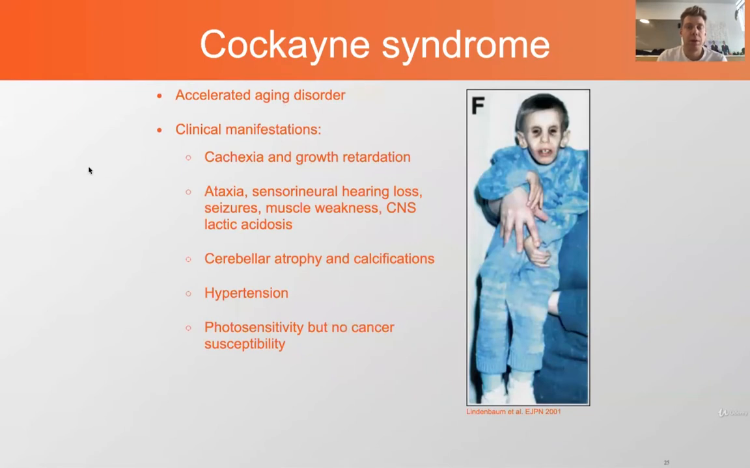So I'm going to talk a little bit about one of them, Cockayne syndrome, which is a premature aging disease, also called an accelerated aging disorder. The patients develop cachexia and growth retardation. They have ataxia, sensory hearing loss, seizures, muscle weakness, and lactic acidosis in the brain. They develop cerebellar, also cerebral atrophy and calcifications, and the patients also suffer from hypertension.